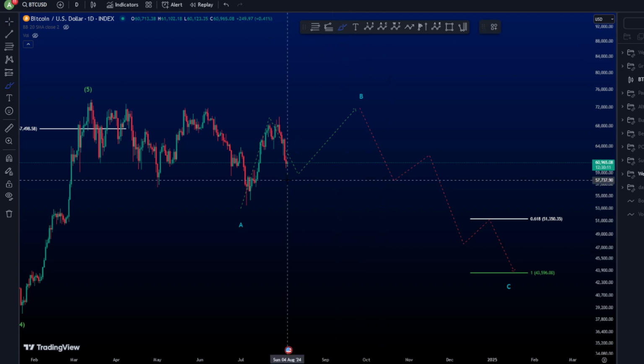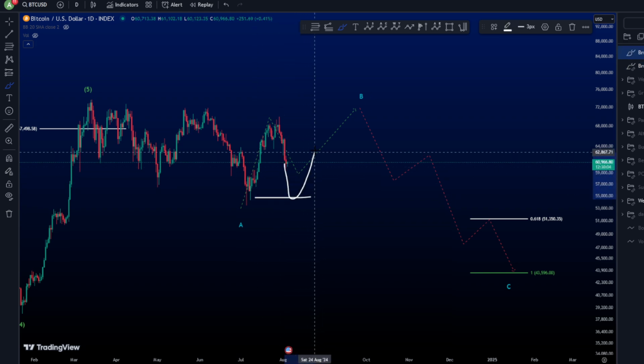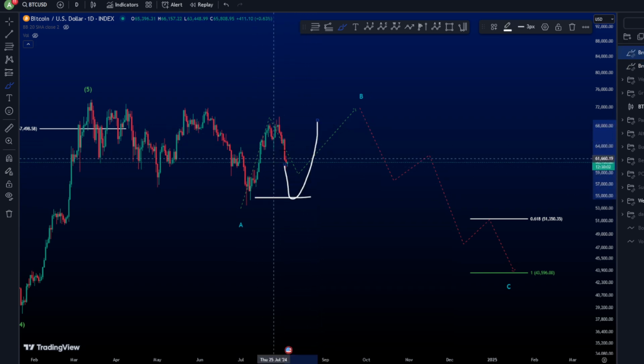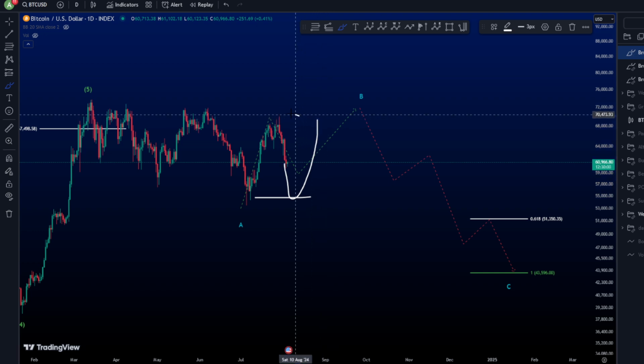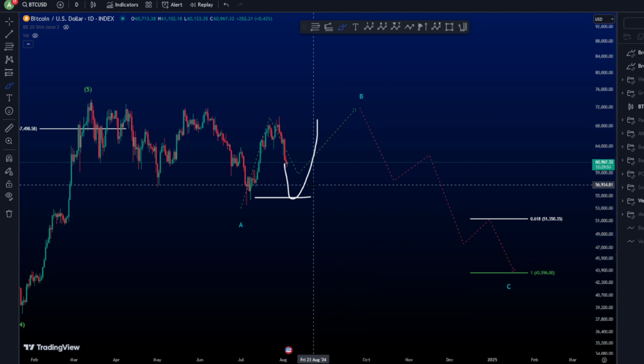Now the worst case scenario as well could be touching the 0.886 with your wave B here and having just a regular flat coming back almost to the highest high, right? This is your worst case scenario in a bearish scenario.